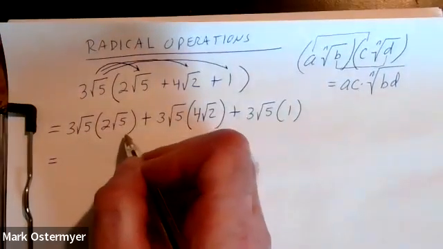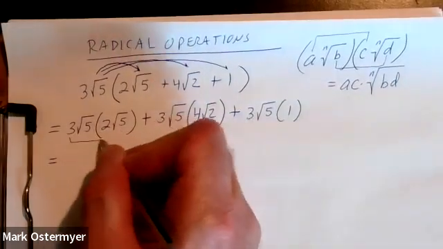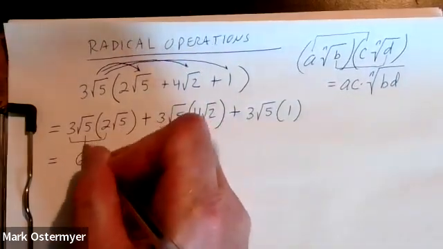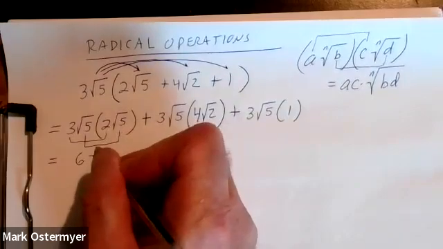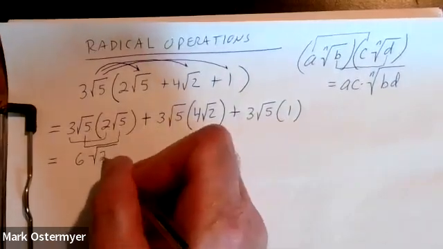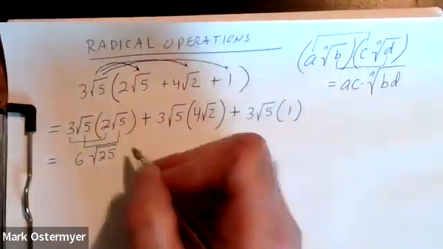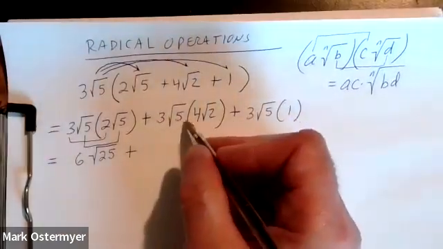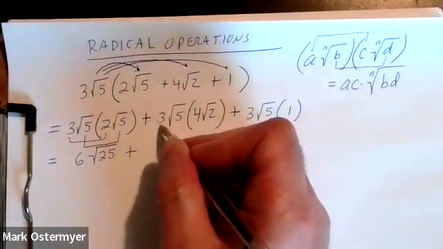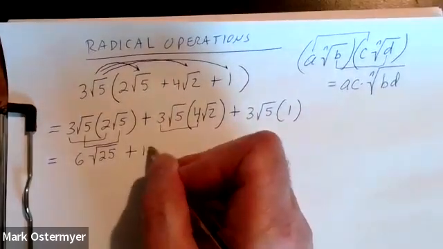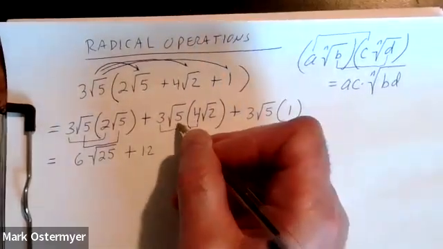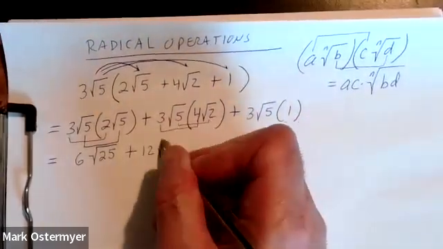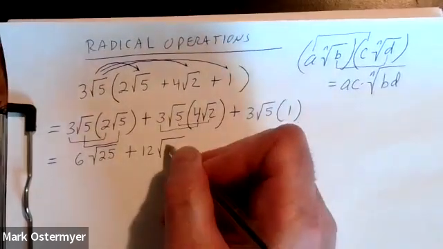So 3 square root of 5 times 2 square root of 5, 3 times 2 will net us 6. And the square root of 5 times the square root of 5 is the square root of 5 times 5, or the square root of 25. 3 square root of 5 multiplied by 4 square root of 2. 3 gets multiplied by 4 to give us 12. And the square root of 5 times the square root of 2 is going to be the square root of 5 times 2, or the square root of 10.